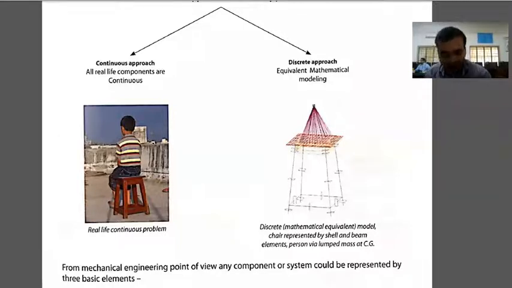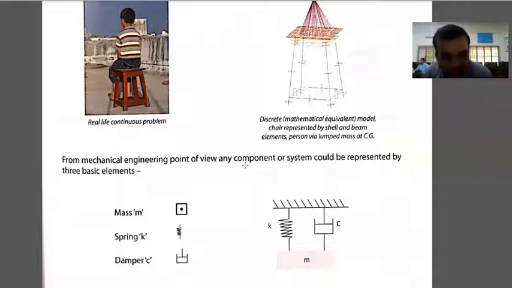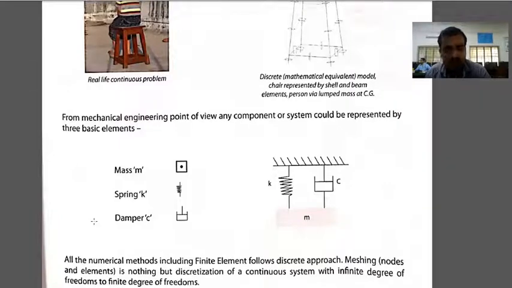So actually in your dynamics of machinery, you have gone through the basic concepts of a system. Any mechanical system is an equivalent system of mass, spring, and damper. You have gone through these concepts in your first introductory part. In this dynamics of machinery subject, you have gone through this concept of equivalent system for any continuous problem. From a mechanical engineering point of view, any component or system could be represented by 3 basic elements. First one is mass, second one is spring, and third one is damper. Based on this, this continuous problem is converted into a differential equation.